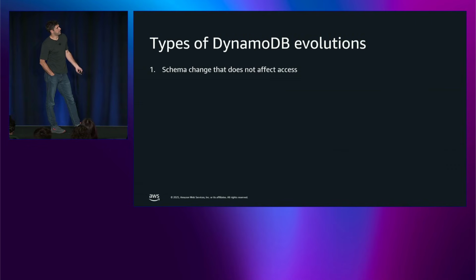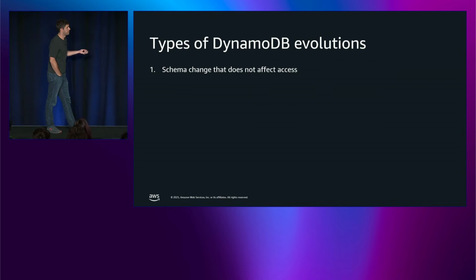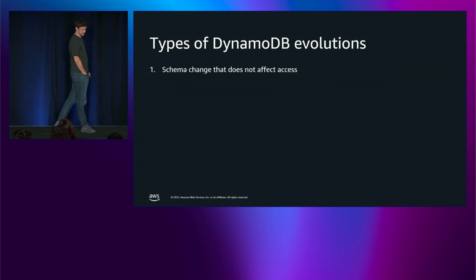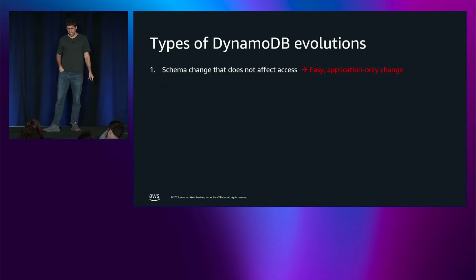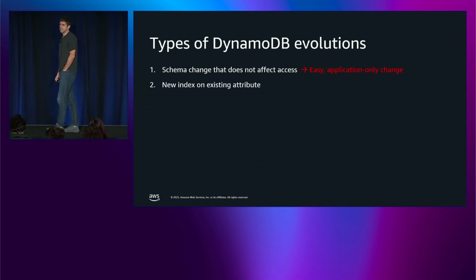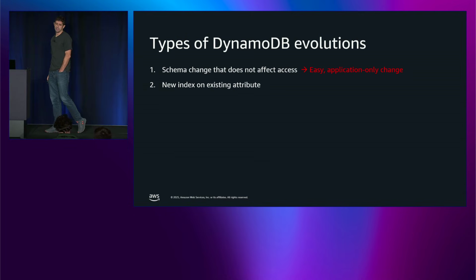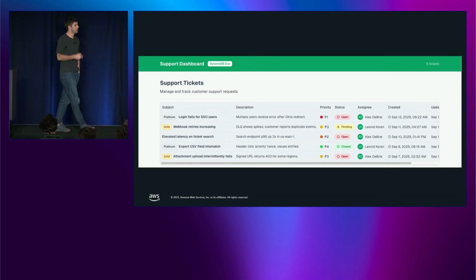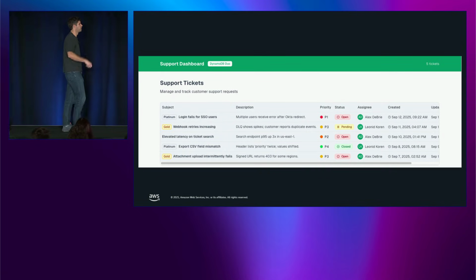All right, so that's handling a schema change. Adding new attributes, renaming attributes, things like that does not affect access. And again, this is a mostly easy application-only change. The second type is a new index on an existing attribute. So if we go look at our support tickets, at first we're just showing them in a flat list. We have no filtering on them.